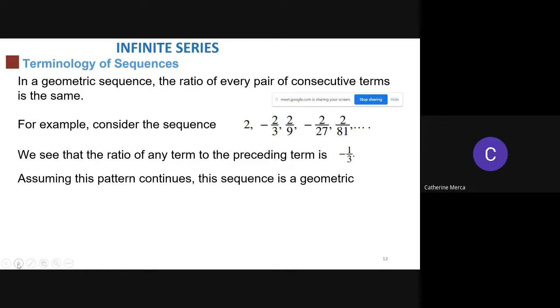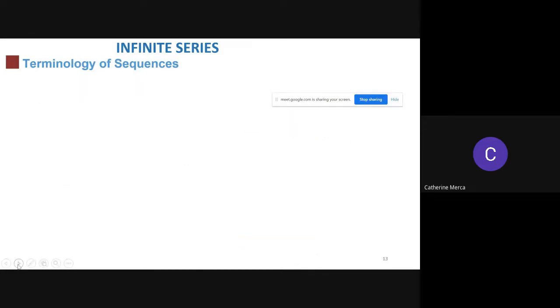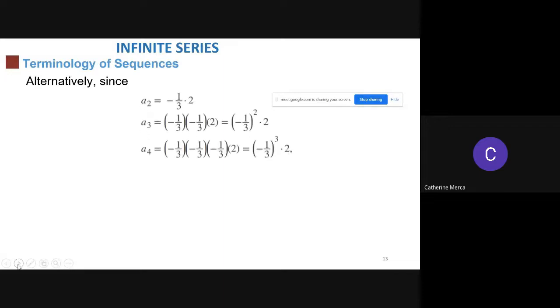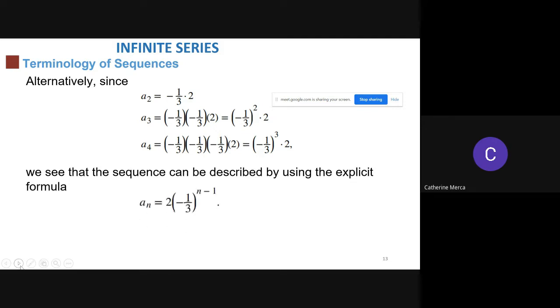So when you know that the pattern continues, this is actually a geometric sequence and it can be defined recursively as a sub 1 equals 2, a sub n equals negative 1/3 times a sub n minus 1. So that's what we did here earlier. If you try to write down all the values in that manner, then you'll be able to find the explicit formula, which is a sub n equals twice of negative 1/3 raised to the n minus 1.